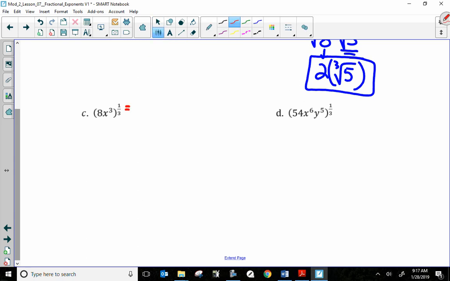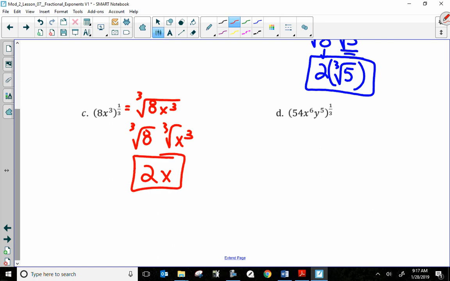C. That is the cube root of 8x cubed. That's the cube root of 8 times the cube root of x cubed. Oh, this works out perfect. That ends up being 2x. Bam.